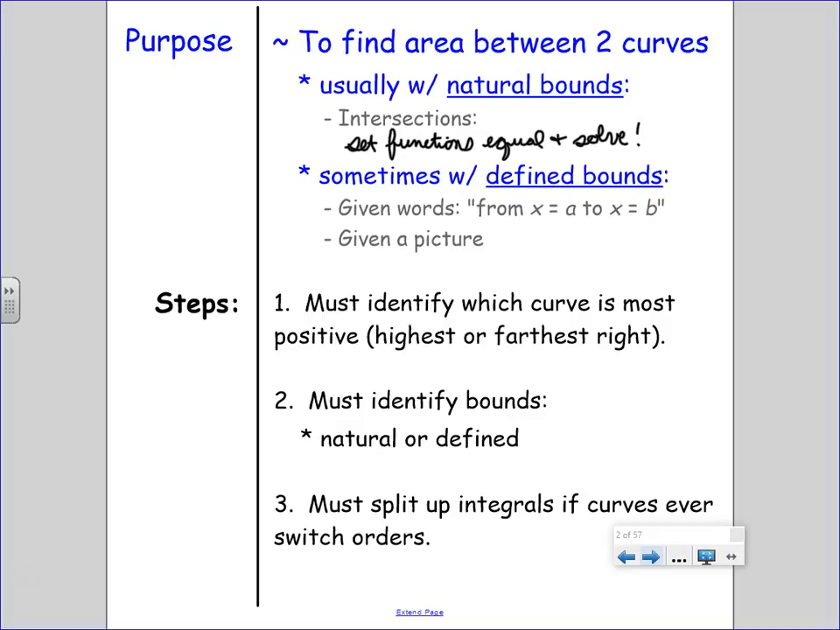Steps. You're already writing. If you solve it the way Sal Khan solved it, you must identify which curve is most positive. If you solve it his way, you have to know which curve is highest, because that will be the greater area minus the smaller area, the function or curve that's lower. Or the curve that's farthest right, if instead of dx you have dy, you might have right-left orientation instead of up-down orientation. We'll get there.